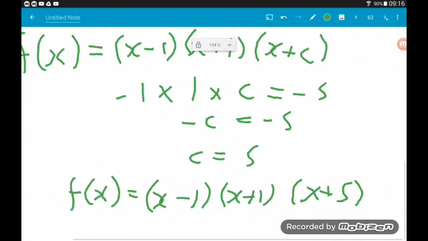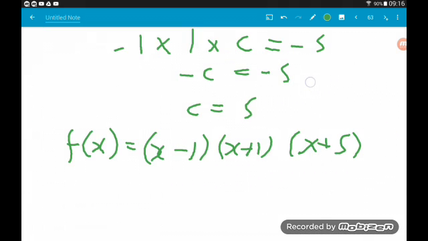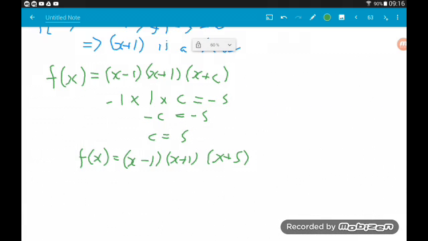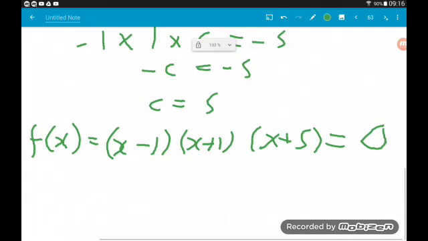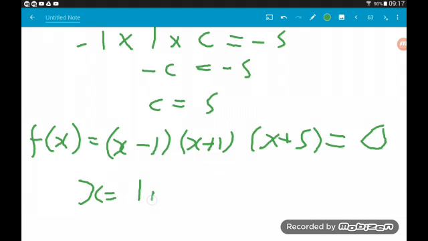So, then for part B, we want to solve f of x equal to 0. So, our solutions are x equals positive 1, negative 1, and negative 5. Jobs again for number 2.